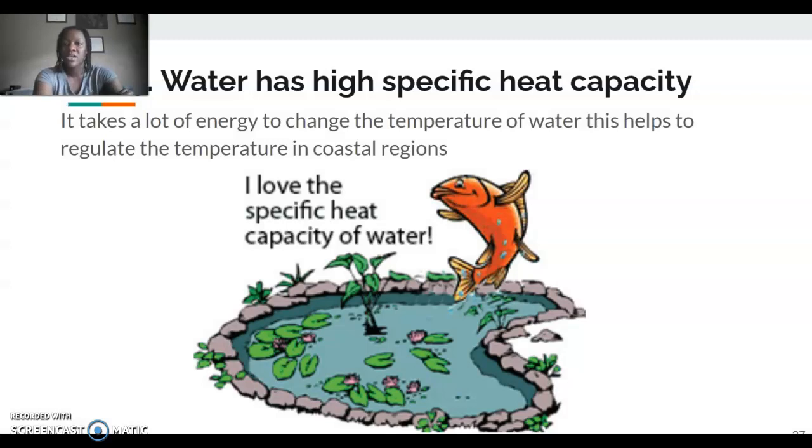Water has a high specific heat capacity. It takes a lot of energy to change the temperature of water, and this helps regulate the temperature in coastal regions. If you've had experience with a swimming pool, when we're coming out of spring and it's getting warm and you go in the pool, the pool is cold, because even though it might be a warm day in the spring, it's going to take a lot more energy for the water to heat up. And obviously, this is more important for the animals that live in bodies of water, that the temperature of water is being regulated. It's not just changing so drastically, okay?